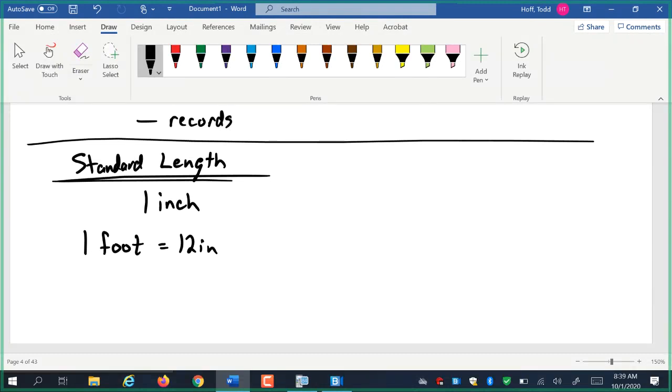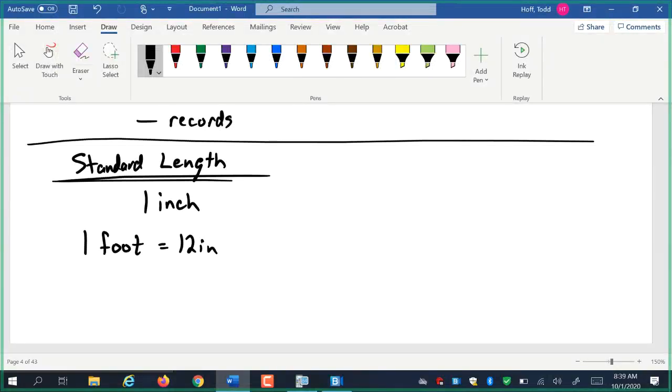So all those changes in technology, because of King Edward, I mean, it's kind of an egotistic statement to say, we're going to use my thumb and my foot, but King Edward's declaration actually did open up the door for a lot of advances in measurement.